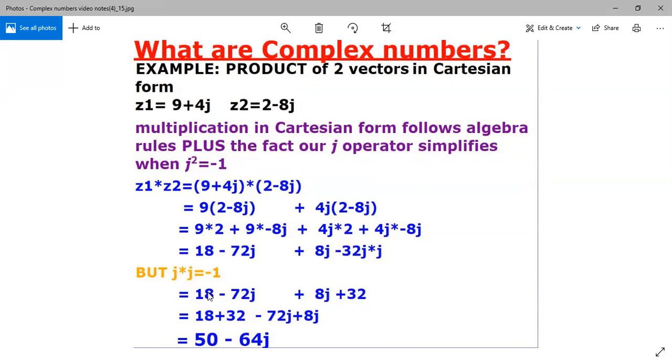We can add the horizontal dimensions together. 18 plus 32 gives us 50 in the horizontal. We can add the vertical dimensions together. Minus 72 plus 8 gives us minus 64. This is vertical, so it's got the j operator. And we end up with our final answer of 50 minus 64j.